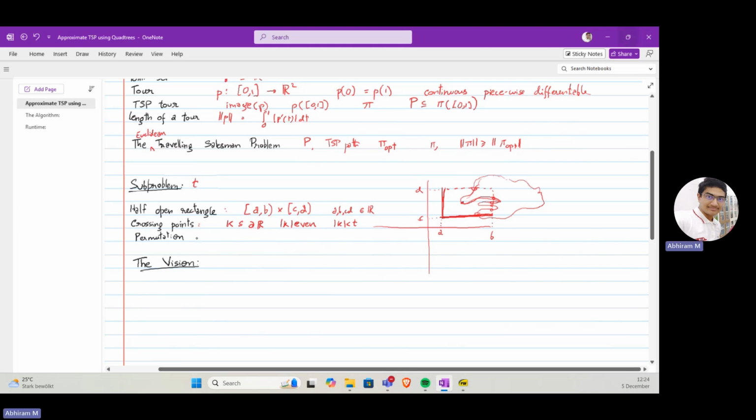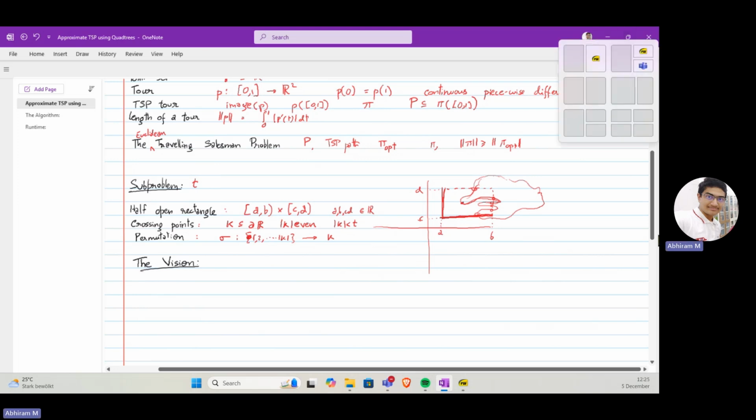The next is a permutation of K. Sigma is going to be a permutation function, and we're going to take the numbers 1, 2 up to |K|. This is going to be a set of natural numbers from 1 to |K|, and we're going to assign to each number an element of K. So think of it as a bijection, a permutation of K. That's simply what it is.